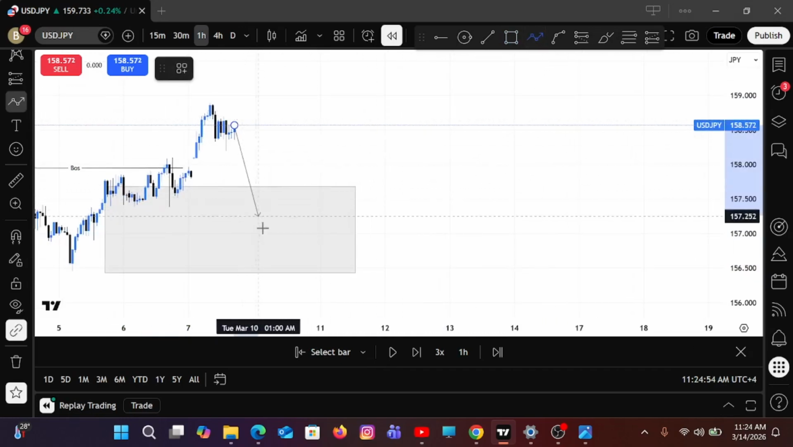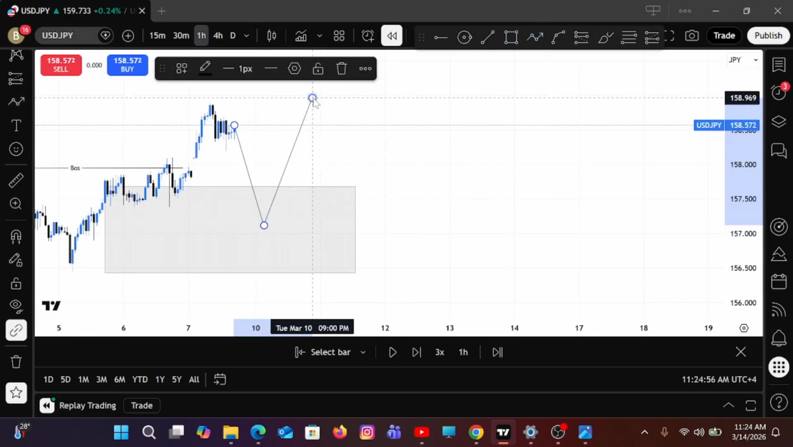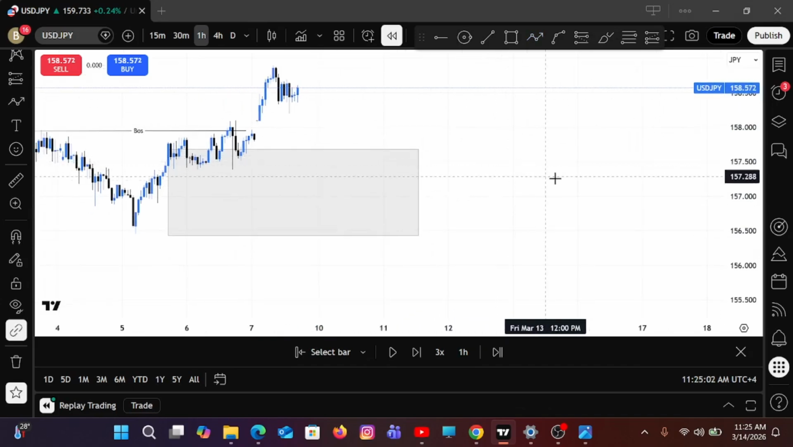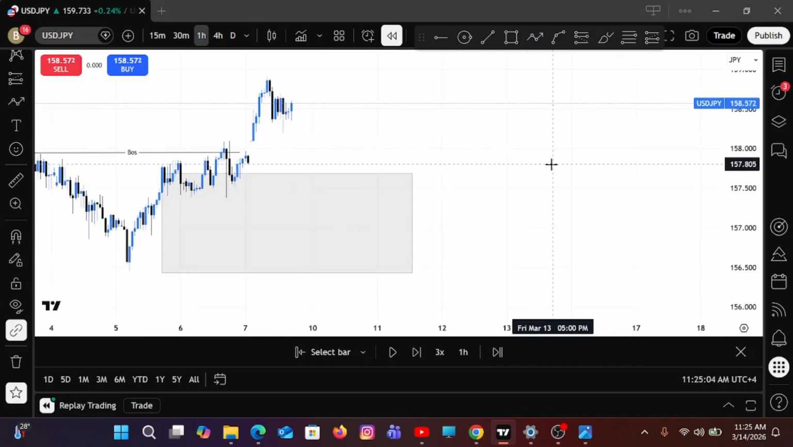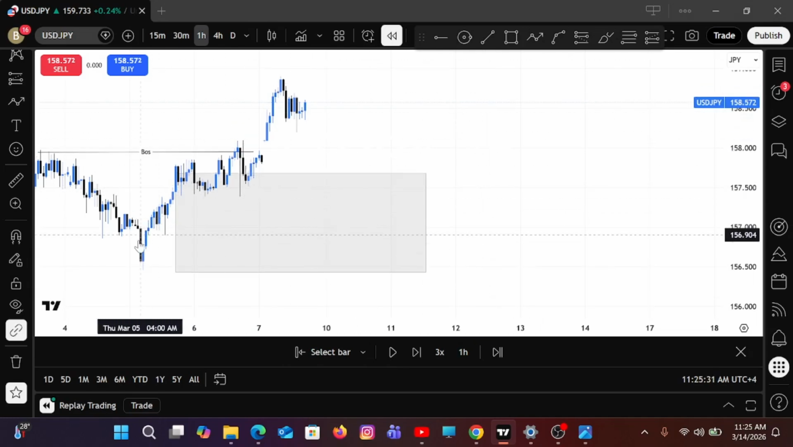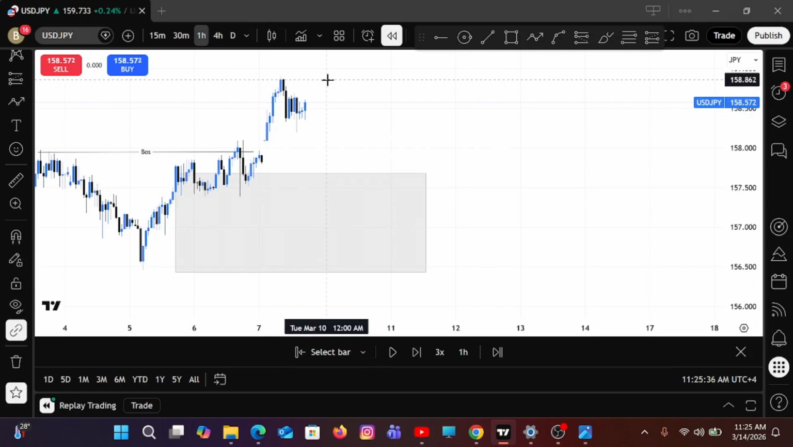But it doesn't mean that if the market comes back down here, I'll just be buying the whole of this zone. Now I have to make some refinement. I have to check for fair value gaps and order blocks. Fair value gaps are imbalances that the market usually creates, either when the buyers have overpowered the sellers or the sellers have overpowered the buyers. In this case, in a bullish scenario, we're looking for bullish fair value gaps. That means the buyers are stronger than the sellers.